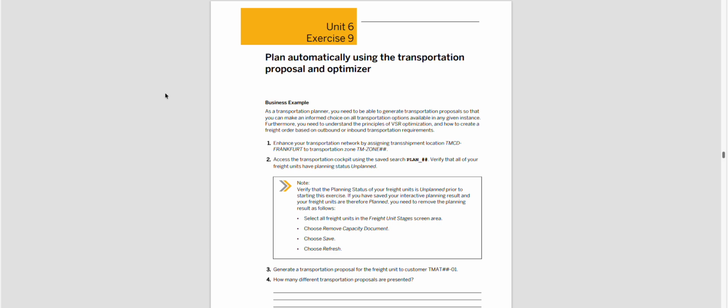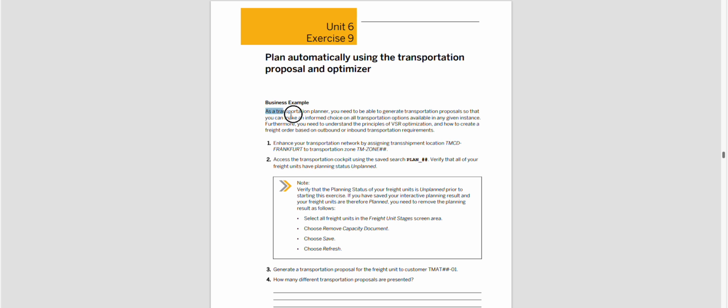So from the last time we got some access into the transportation cockpit, and we could assign some freight units to a resource and eventually create a freight order manually, like doing some interactive planning. And today we are going to go a step further by planning automatically using the proposer and optimizer, which is provided from the transportation management module.